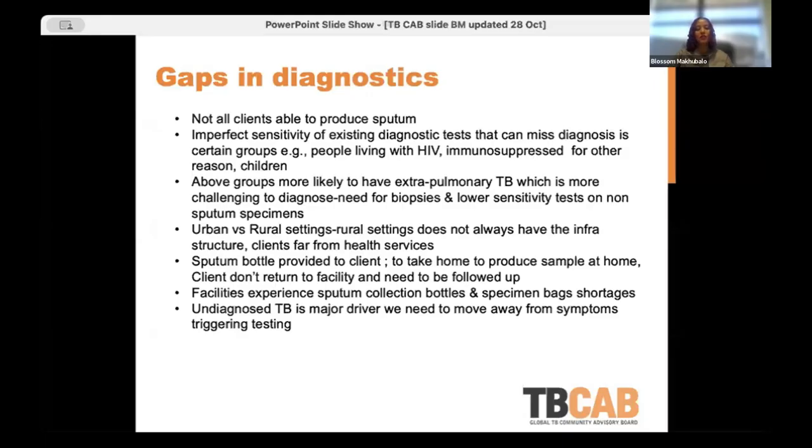And then sometimes what happens at facility level, the sputum bottle is provided to the client to take home. If the client cannot produce sputum at the facility, they are advised to take it home and try and produce sputum in the early mornings. And what we see happening there, the clients don't always return to the facility for various reasons. It can be financial reasons. It can also be that they have other responsibilities to take care of, so social reasons. And then, like I said, undiagnosed TB is a major driver of TB.